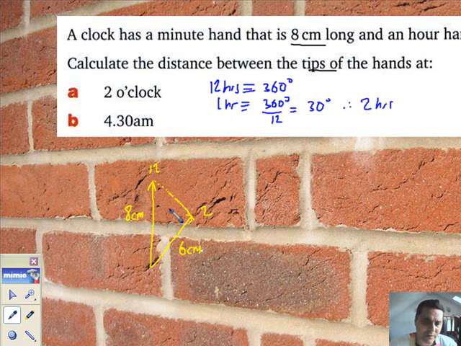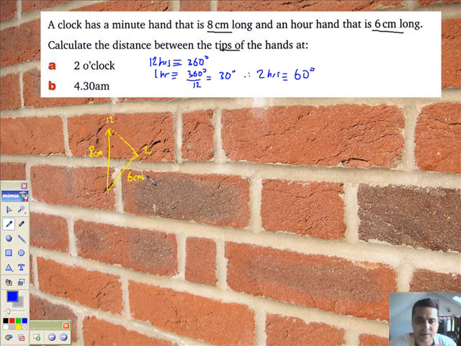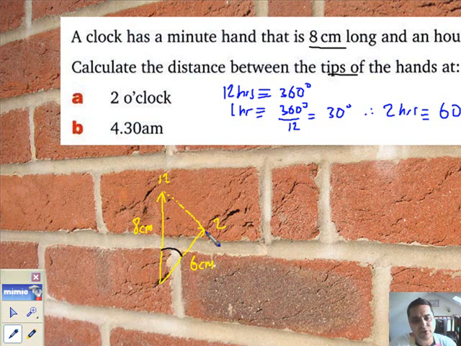Now it's from 12 to 1 to 2. We've spanned an angle of 2 lots of 30. Yeah, 60 degrees. So essentially, what I've got is a triangle with the long hand 8, the short hand 6, and the angle 60 degrees. And I've got myself a cosine rule problem. Okay, I've got the angle. I want to work out the length opposite, which I want to call x, and I've got an 8 and a 6. So here I go.